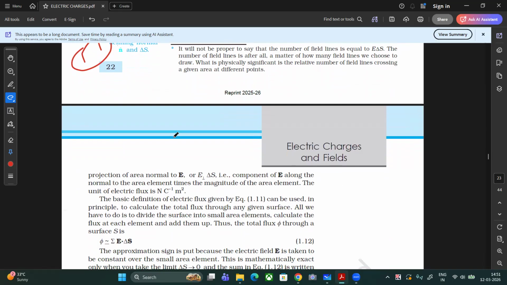For electric flux, the unit can be derived from the formula phi equals E dot delta S. E can be written as F by q. Delta S is area, in meter squared; force is in newton; q is in coulomb, and it goes in the denominator. So this is the unit of electric flux.